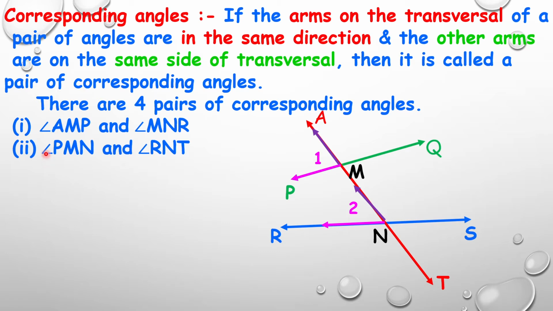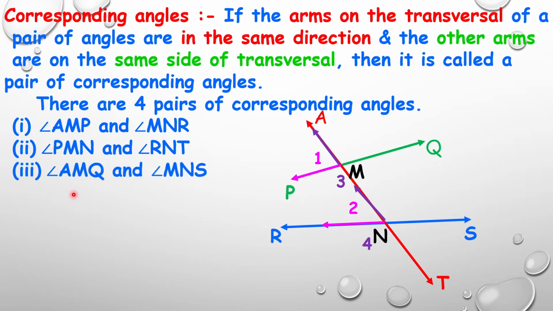Similarly, the second pair of corresponding angle is angle PMN and angle RNT. In figure, angle PMN and RNT is a pair of corresponding angle, means this angle 3 and angle 4 is the second pair of corresponding angle. In angle PMN, arm MN and arm NT are on the transversal and in the same direction, and other arms NR and MP are on the same side of transversal.